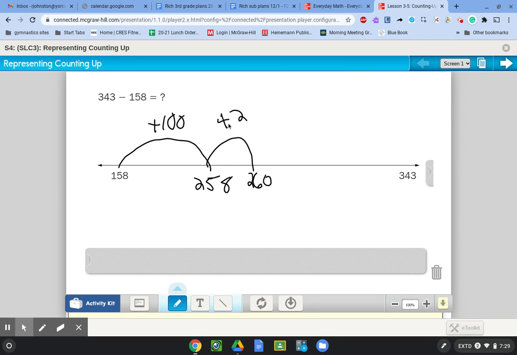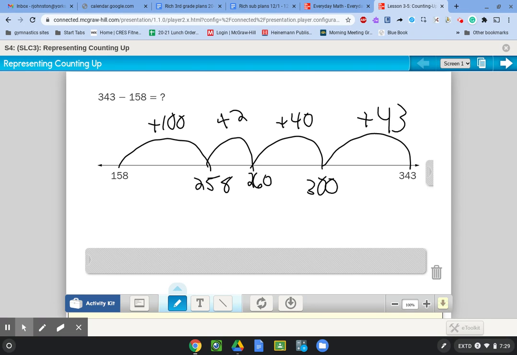So I did a plus 2, a very small jump ahead to get to 260. But now I can do a really big jump. I know that 260 plus 40 will get me to 300. I know that 60 plus 40 is 100. So 260 plus 40 will get me to 300. Well, now to go from 300 to 343, we know that's just a 43 jump, right? Plus 43.